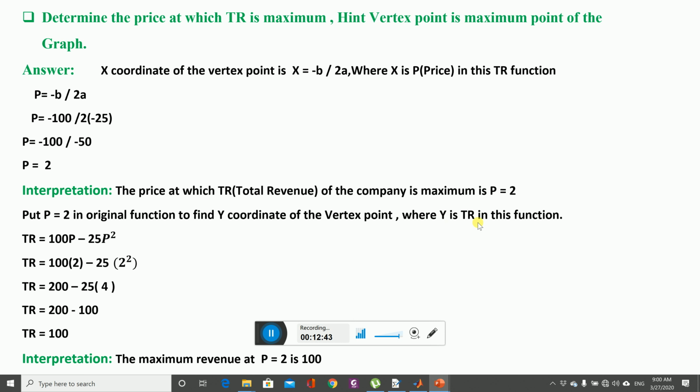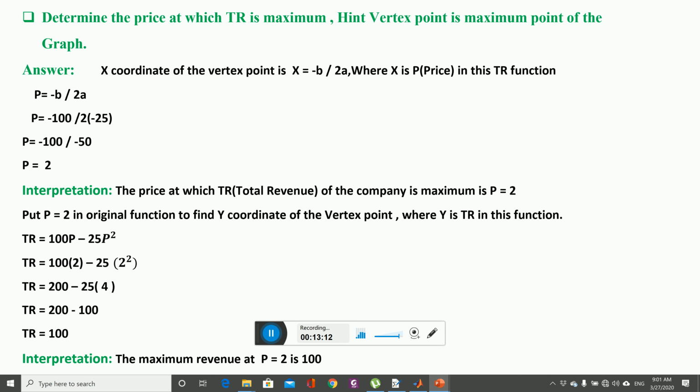So y is the total revenue in this function. We are putting the value of p in this revenue function, TR equals 100p minus 25p square. Now 100 times 2 minus 25 times 2 raised to the power 2, and 200 minus 100 is equal to 100. So it means when the price is 2, the demand of the people will increase and the revenue of the company will increase to the highest point.